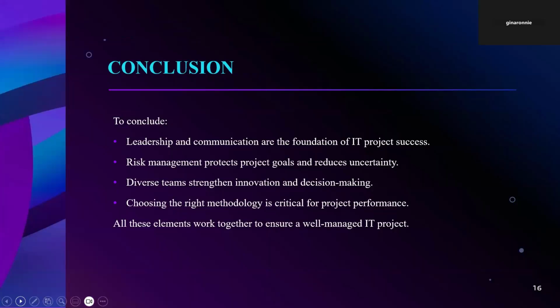This is just a simple conclusion: effective leadership and clear communication form the foundation of successful IT project management. Proactive risk management safeguards project objectives by reducing uncertainty and preventing costly disruptions. Diverse and collaborative teams drive innovation and strengthen decision making, while selecting the right project methodology ensures efficient planning and execution.